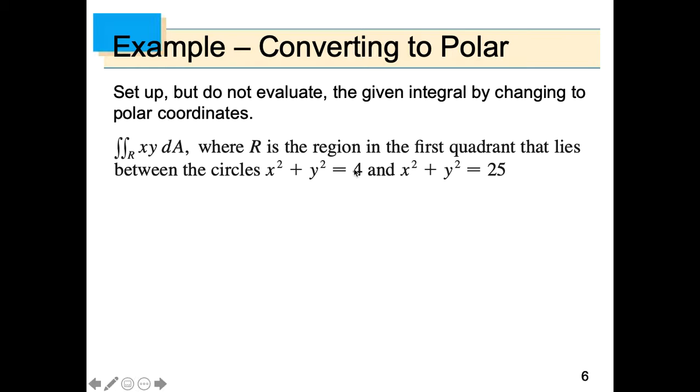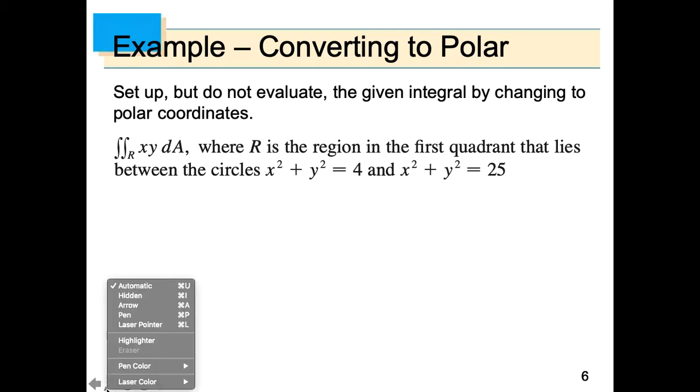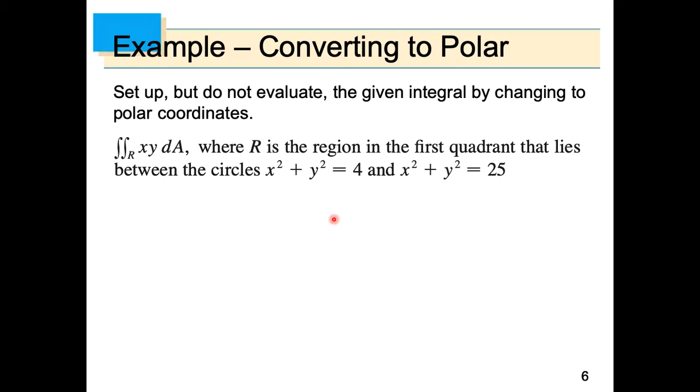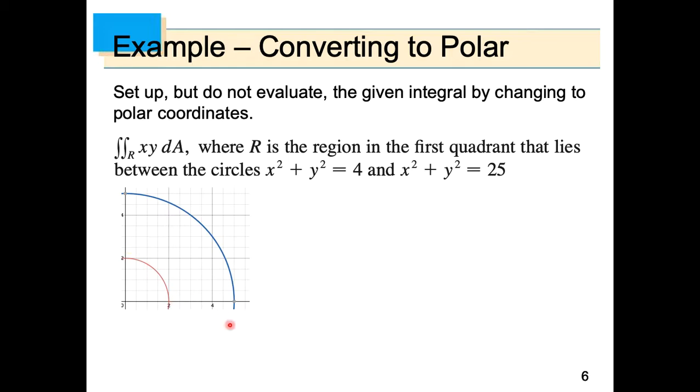Now I think we all know how to draw a circle. So if we draw two circles, one with radius of 2, one with radius of 5, but we only consider the first quadrant, we get something like this. I think this is pretty easy for us to see. Here's my little quarter circle here, radius 2. Here's my quarter circle here, radius 5. And we're only considering all this region in here to shade. So I'll go ahead and consider this.